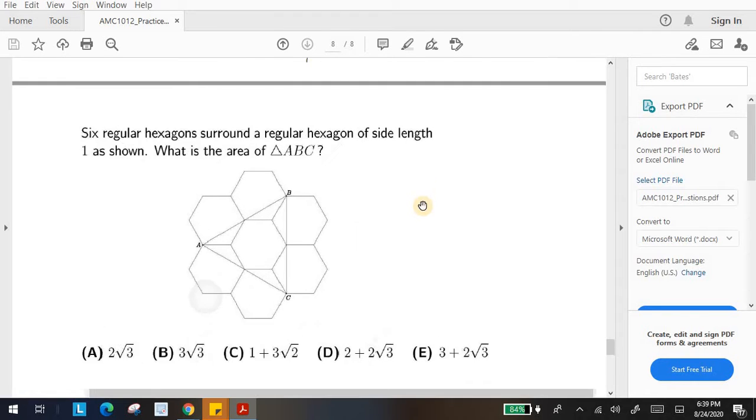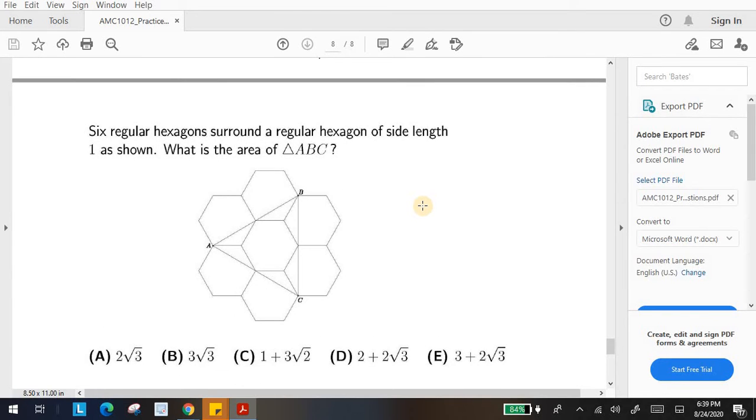6 regular hexagons surround a hexagon with side length 1 as shown. What is the area of ABC?